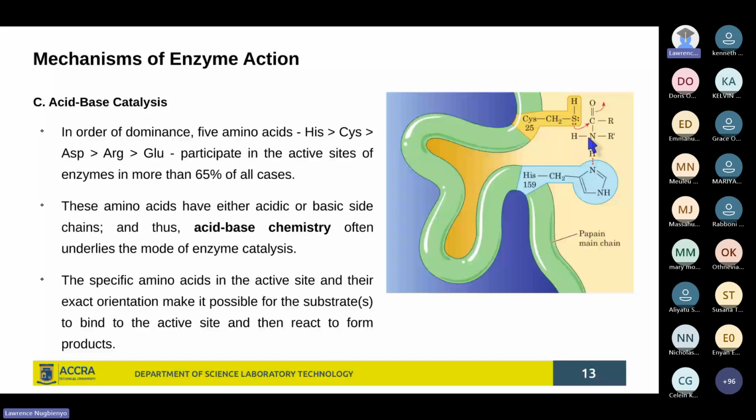Now, basically, what happens in the active center of enzymes with acid-base catalysis is, say, hydrogen ions or protons are donated from one amino acid to the other. It's some form of activation that occurs inside the enzyme for the enzymatic reaction to occur.